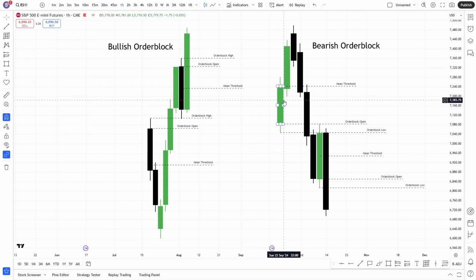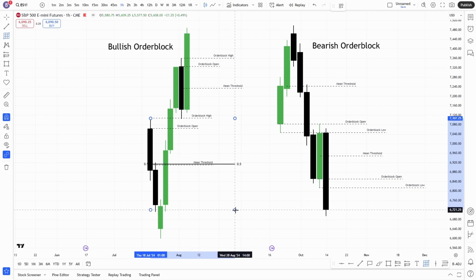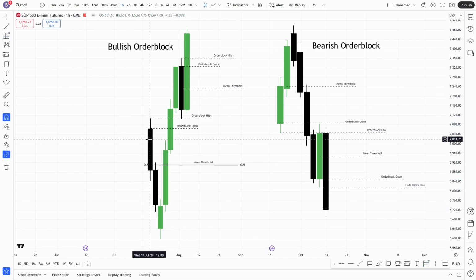There are 3 main characteristics of an order block: the order block high, the order block open, and the mean threshold. Here we have the open of this candle. We have the high of this candle. And then we have the mean threshold, which is the midpoint of the order block. Now an order block can be a series of candles or just one.